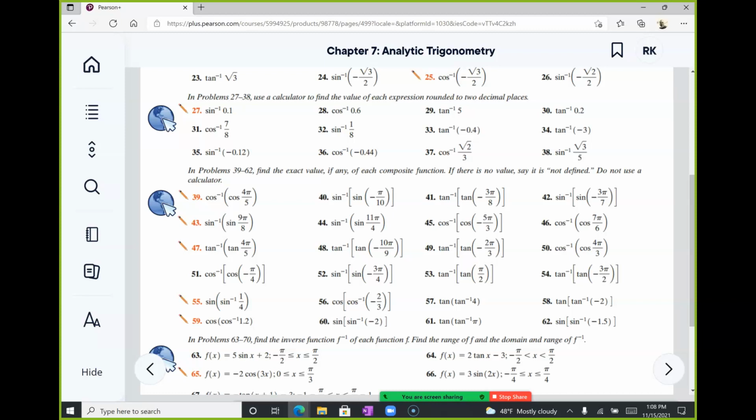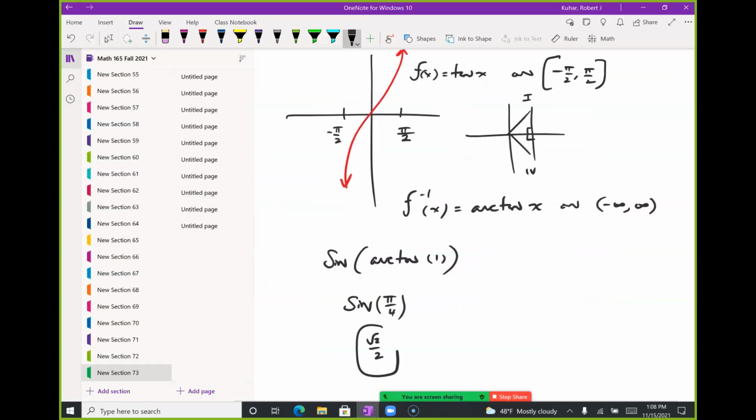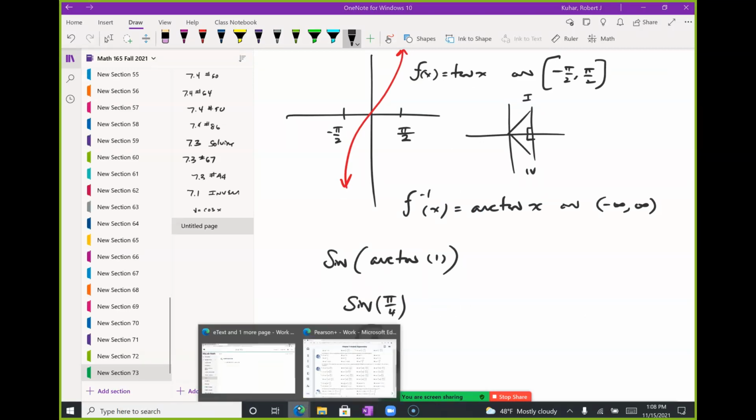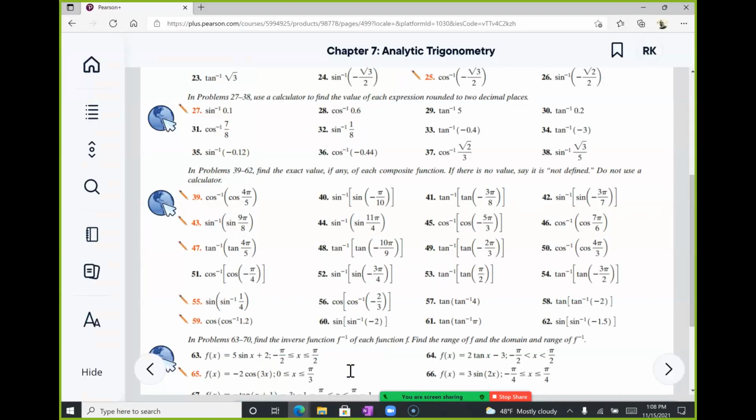54. Let's do 52. So inverse sine of the sine of negative 3 pi over 4. Now you see a function and its inverse, and you're saying to yourself, well, does it cancel right away? I forget what number this was again. Sorry. What did I say? I forgot which one I said. Oh, it's 52, right? Yep.